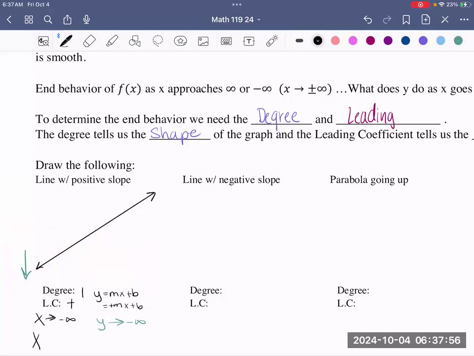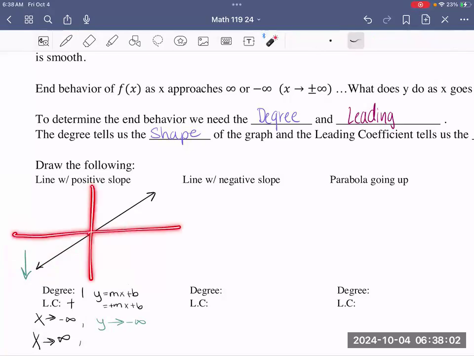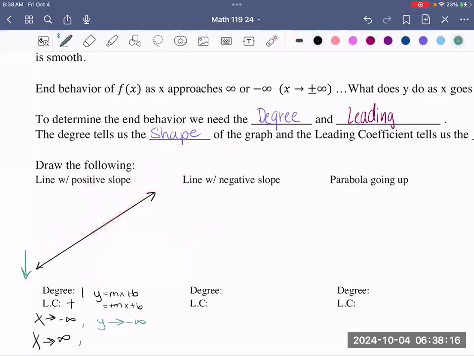Whereas if x goes to positive infinity, what is your y value doing? Again, this just being a grid, x goes to positive infinity over on the right-hand side. Your y values are continuing to grow upwards towards positive infinity. So anytime we have an upwards facing arrow, y is going to go to positive infinity.